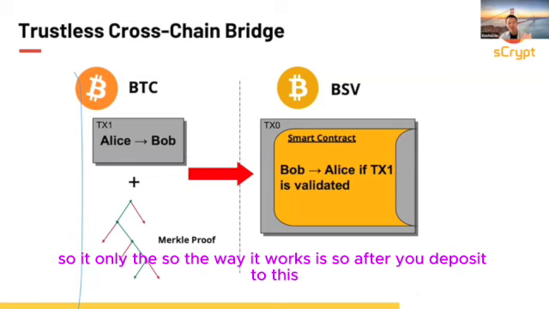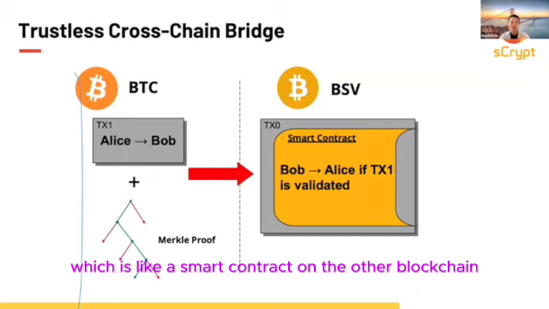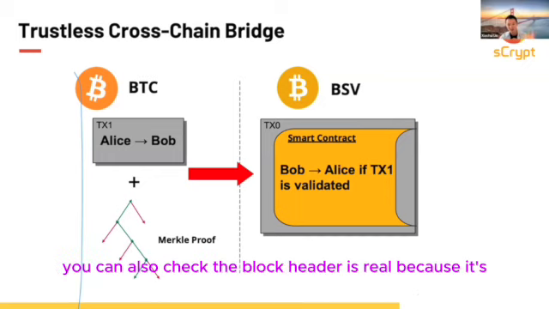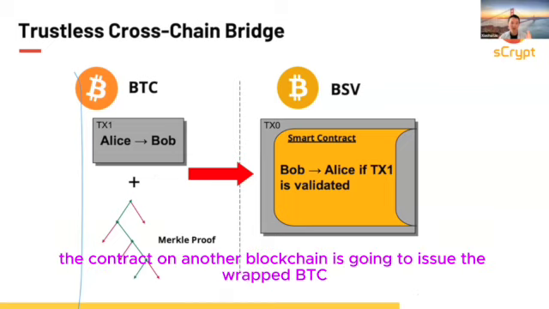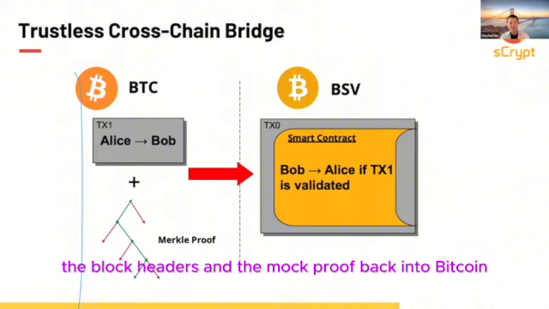So the way it works is, after you deposit, let's say 1 Bitcoin, to this Bitcoin address, which is like a smart contract, on the other blockchain you can verify, hey, this really happened, by doing SPV. You can check the Merkle proof. You can also check the block header is real because it has so many zeros in it. So if all this checks out, the contract on another blockchain is going to issue the wrapped BTC.